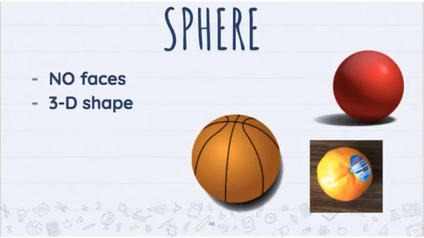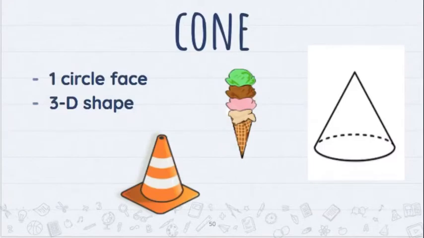A cone is our next shape. I see that a cone is kind of like a standing up triangle, and it has one circle face at the bottom. So I see cones in ice cream. I also see cones in traffic cones. Where do you see cones in your house?